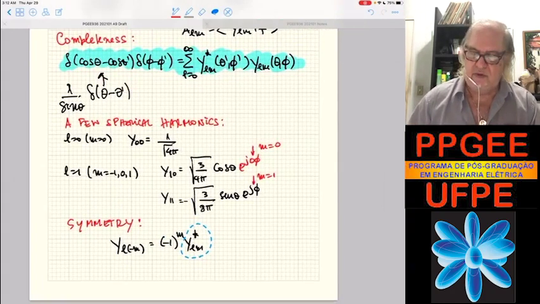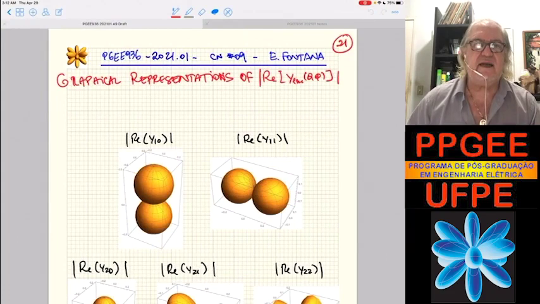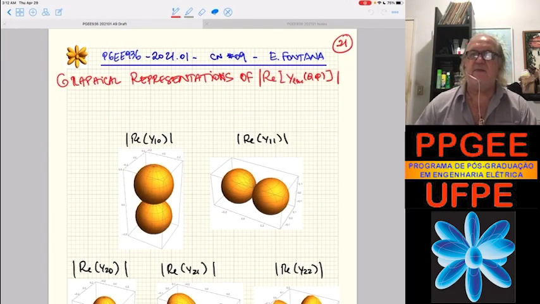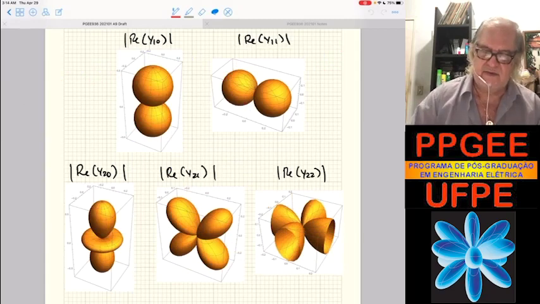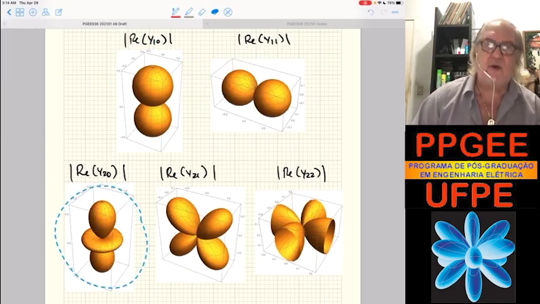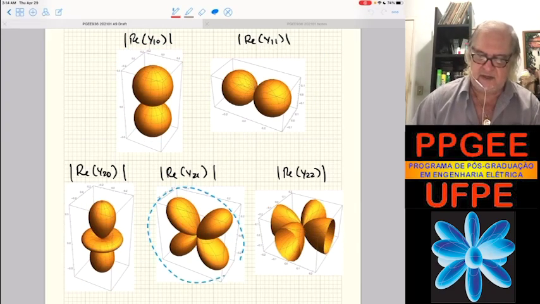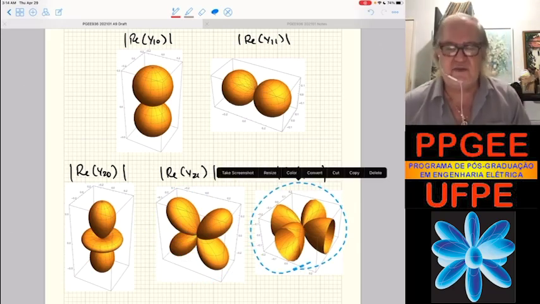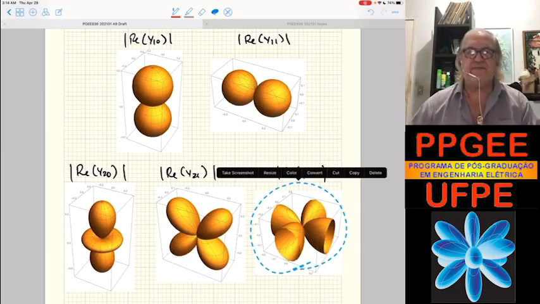Let me show you some plots. Because these are complex functions, I'm picking here the real part of some spherical harmonics. You will recognize that the course logo is one of those. It's not here, it's a more complex one. The one that you see on the screen is one of those.